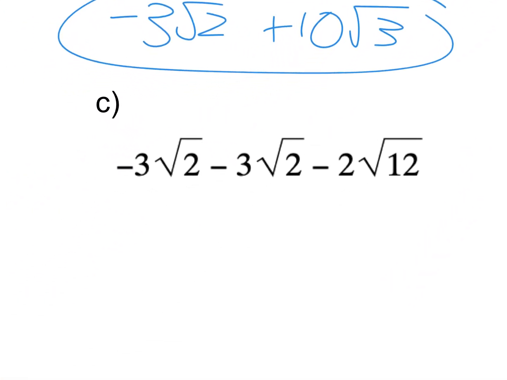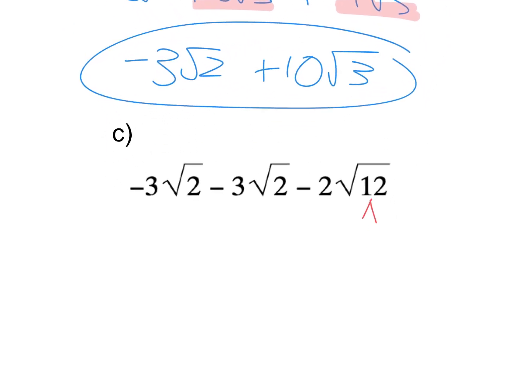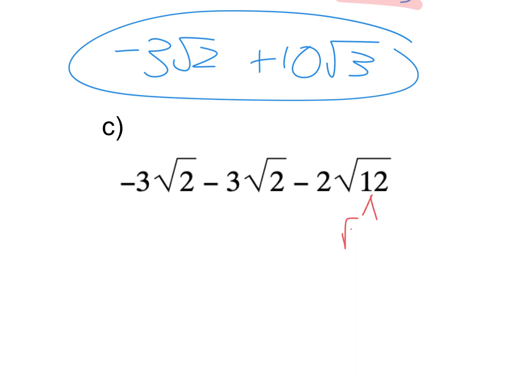Problem C. I already see I have two like radicals right away. Both of these terms have a square root of 2, so I will be able to combine those. I also see a radical that I can simplify. So let's go ahead and look at the square root of 12. I believe we already did that one above, but the square root of 12 is the square root of 4 times the square root of 3. And so if we have that as our factorization, the square root of 4 is equivalent to 2. So I can pull a 2 out of the radical and multiply that by the coefficient.